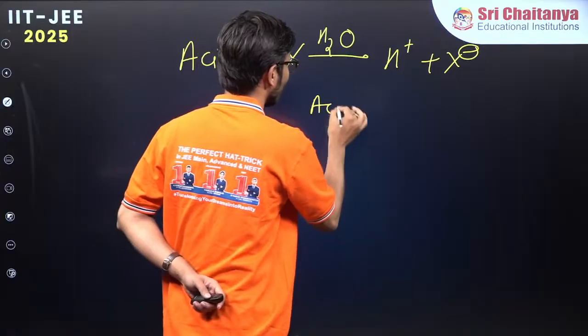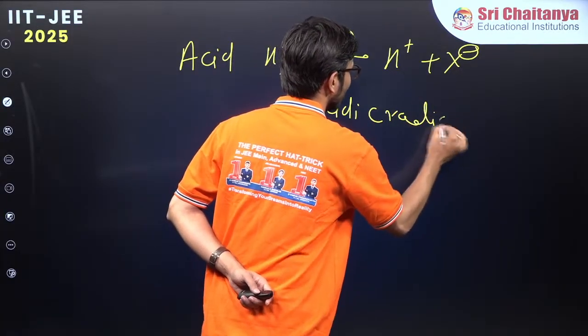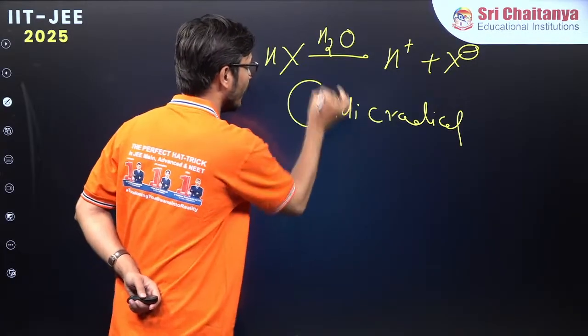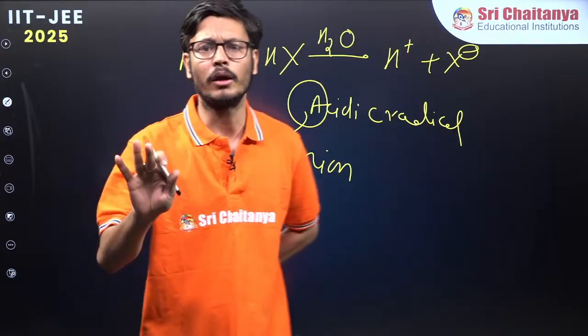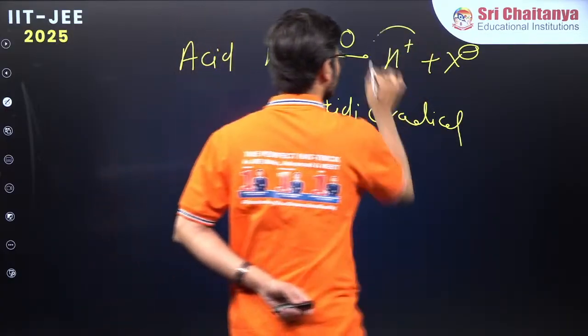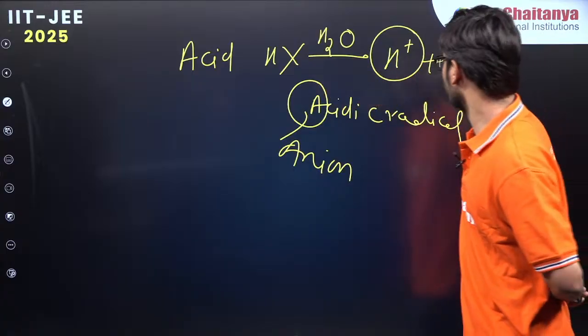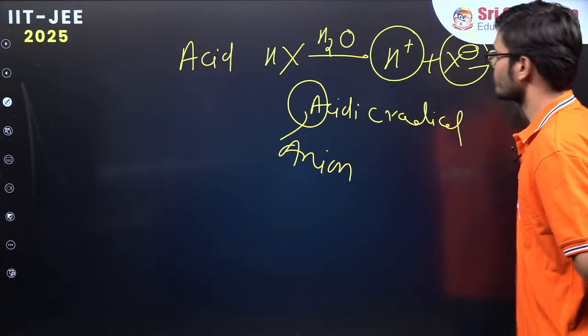So, acidic radical. What is an acidic radical? How to remember? Please remember like this: A for anion. Acidic radical, A means anion. That means if you remove H plus, according to the definition, whatever negative charge is formed is called the acidic radical.